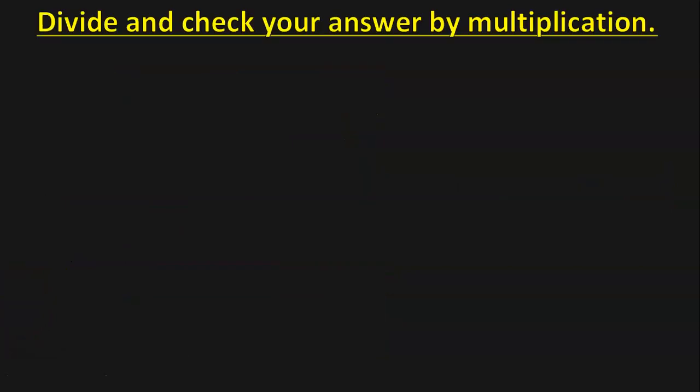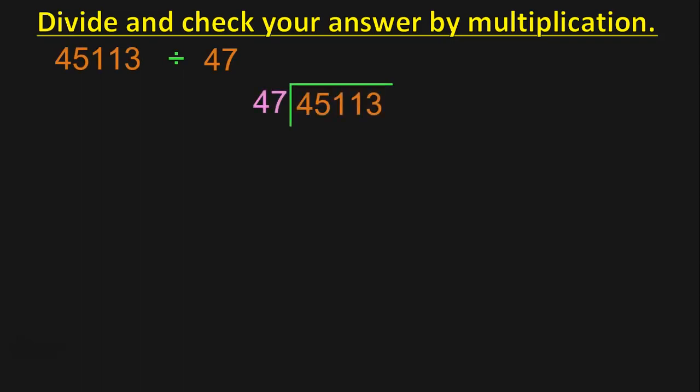Let us do the next sum. Divide and check your answer by multiplication. 45,113 divided by 47. Let us take the first two digits together. Even that is lesser than 47. So we'll have to take the first three digits 451 together. We are going to use the estimation technique. Rounding off 451 to the nearest hundreds will give you 500 because it is above 450. So you round it off to 500.